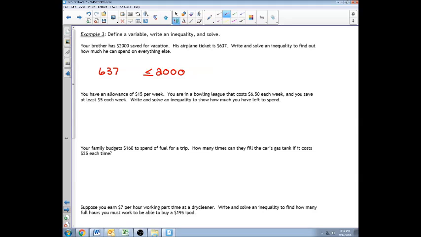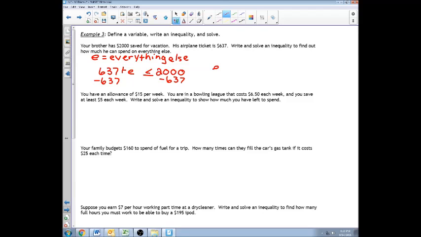Write and solve an inequality to find out how much he can spend on everything else. My variable in this case, I'm going to make E for everything else. Well, what would I add to the 637 in order to get to my 2,000? I would add the everything else, right? Between the $637 he's already spent on the plane ticket and everything else that he spends, he needs to stay at $2,000 or below. So here I would just go ahead and subtract by 637.